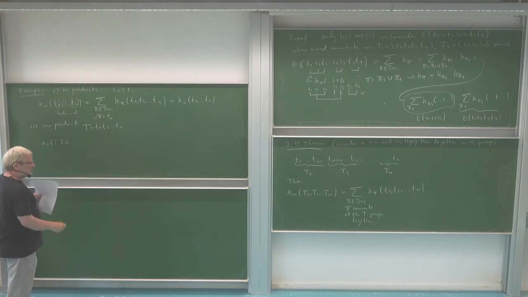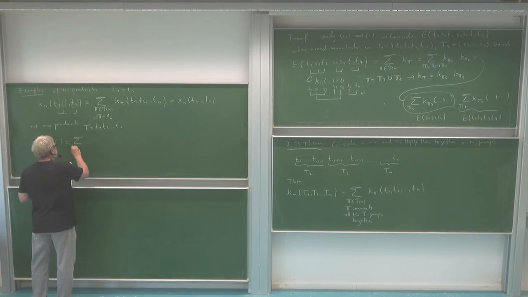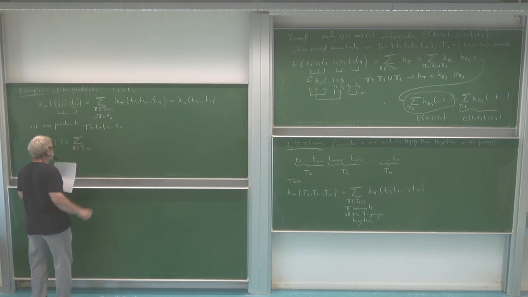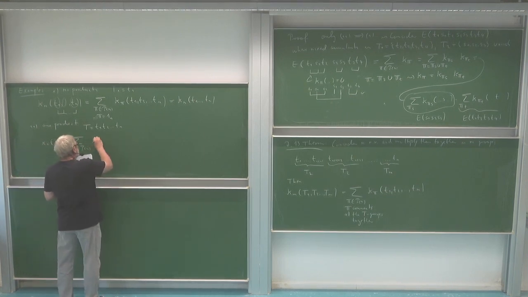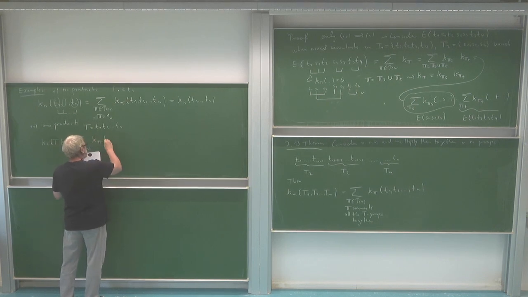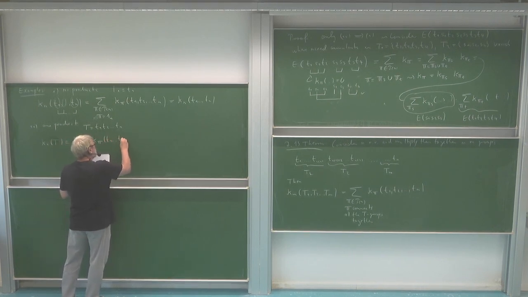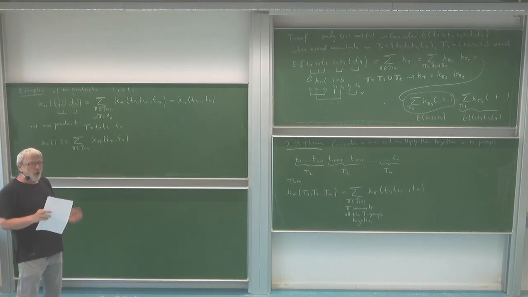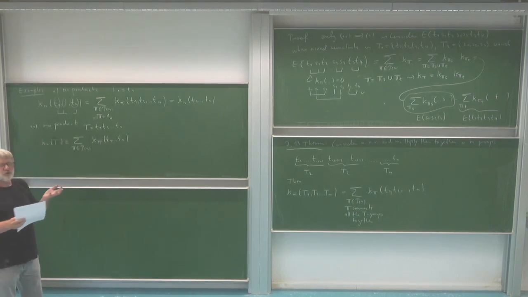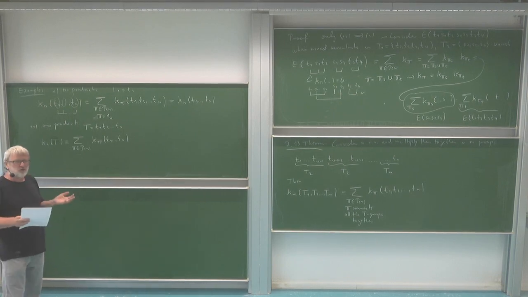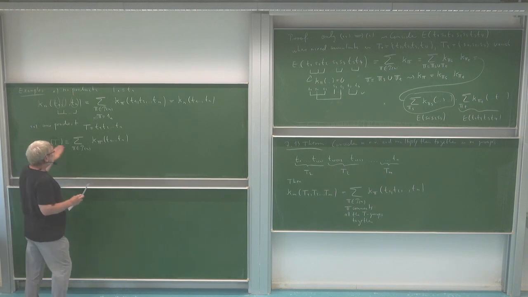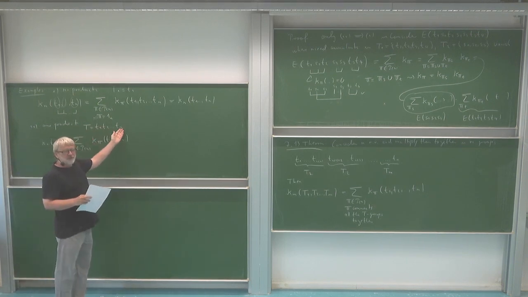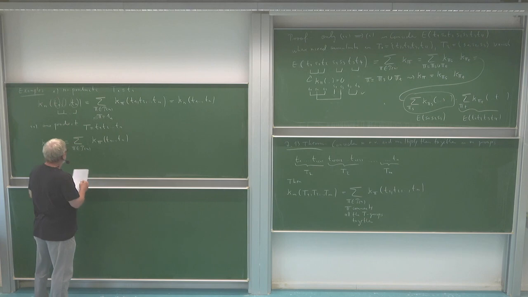And the formula now tells me that this is given by the sum over pi in Pn with some condition here, and I have here the kappa pi of T1 up to Tn. But now what is the condition? I have to connect all the groups in the capital T's, but there's only one capital T, so there is no condition at all, because they are already connected. This T is just this product. I don't have to connect it to anything else, so I can forget about this.